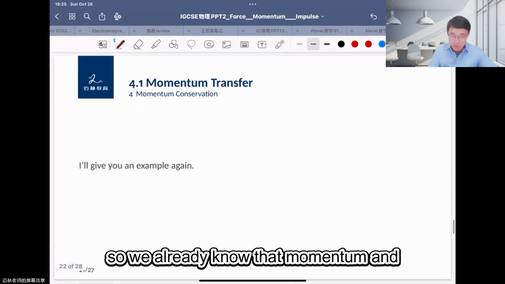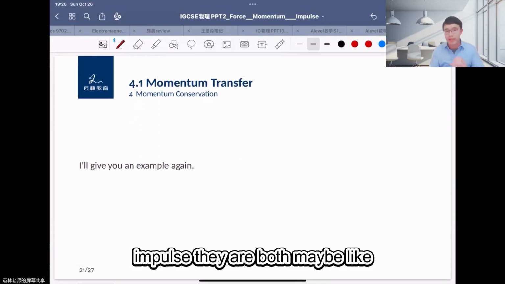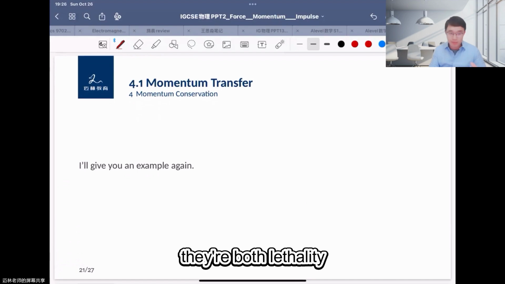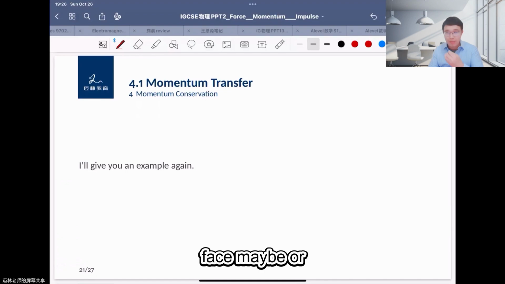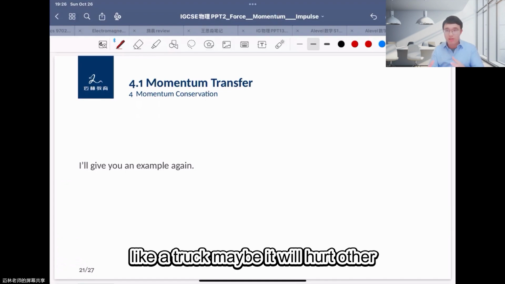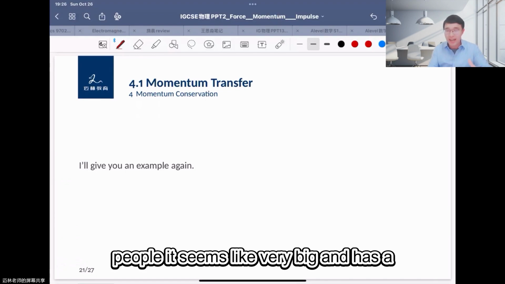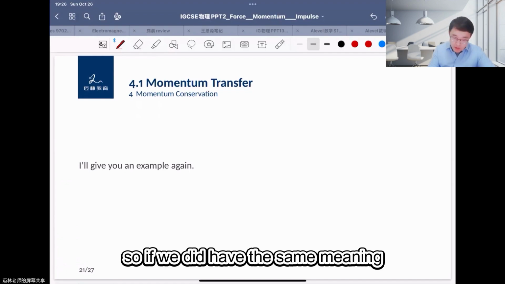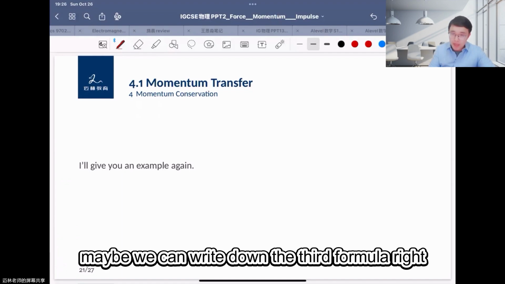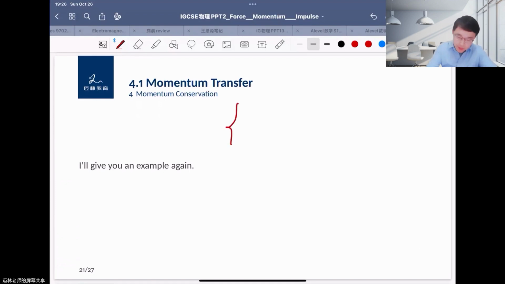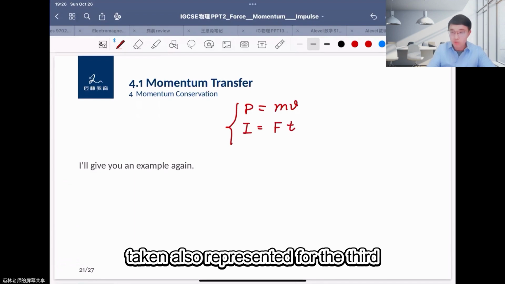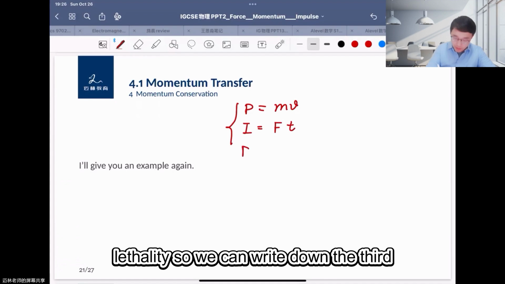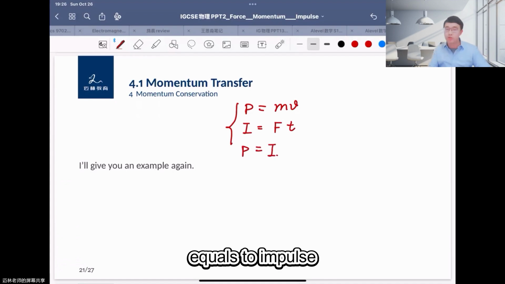Okay. So we already know that momentum and impulse have the same meaning. They both represent lethality. They also mean that it will hurt your face, or like a truck, it will hurt other people. Okay, it seems very big and has a very big velocity, right? So if they have the same meaning, maybe we can write down the third formula, right? Because momentum equals mass times velocity represents lethality. And impulse equals force times time taken also represents lethality. So you can write down the third formula: momentum equals impulse.